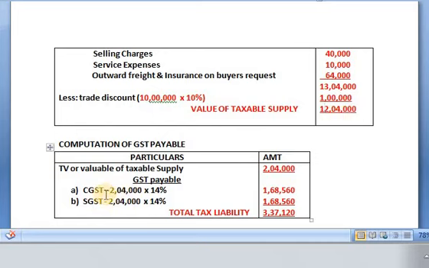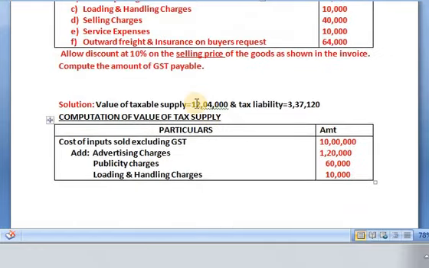12 lakhs. So it is 12,04,000. 12,04,000 into 14% GST will be 1,68,000. Here also take it as 12. Okay, so on the 12,04,000 supply value he has to pay 3,37,120 as the tax. So please make a note. I think here it is clear.